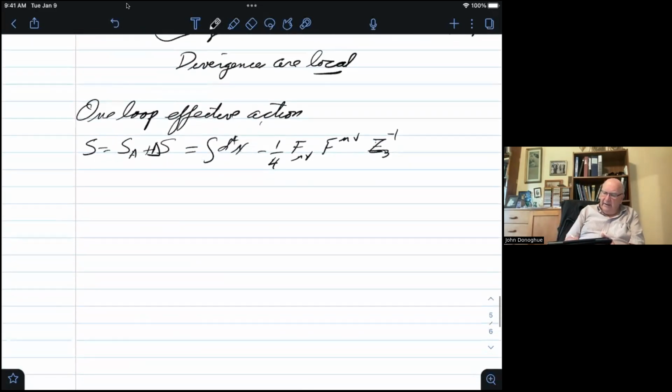I get that, and then I get a finite correction, which is some constant b e squared integral d4x d4y F mu nu of x, times L of x minus y, times F mu nu of y.